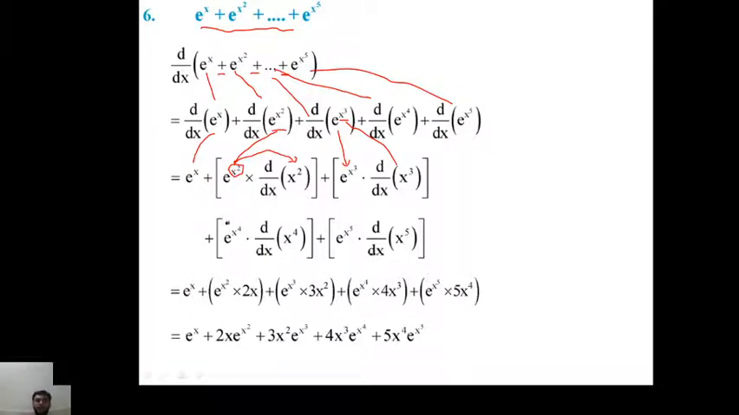E raised to x4, no differentiation, e raised to x4, but with the help of chain rule we have to again differentiate x raised to 4, and same e raised to x raised to 5, no differentiation, e raised to x raised to 5, differentiation of x raised to 5. Differentiation of x square is 2x, x cube is 3x square. Everyone knows this, the power comes in front and one is subtracted from the power, 4x cube, and x raised to 5 is 5x raised to 4. So that is your final answer.